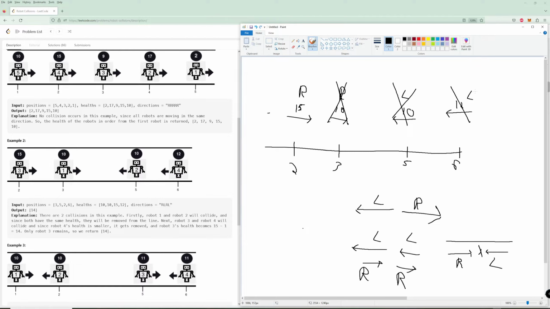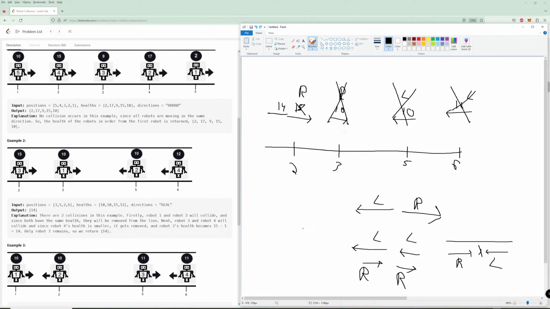And so this is going to be removed, this is going to be popped back, and the health will change to 14. Okay? And so now the last robot we have is this. So it's actually a really straightforward algorithm. All we're going to be doing is adding robots to the stack and checking the robots at the end of the stack.